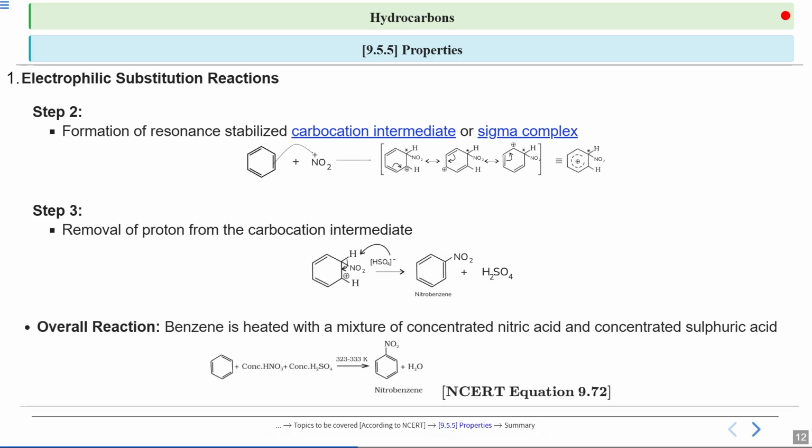Now, what is the overall reaction? To sum it all up, this produces nitrobenzene from benzene. Remember, each step, formation of the intermediate and the removal of proton, all are essential for the reaction to proceed smoothly.